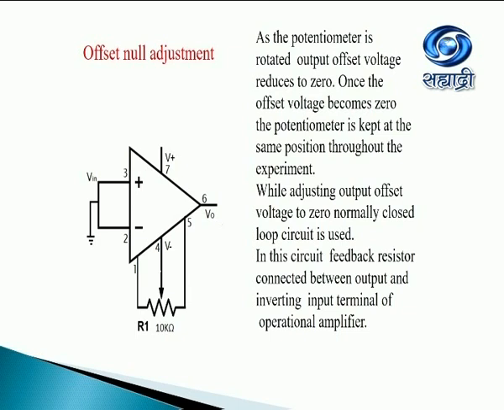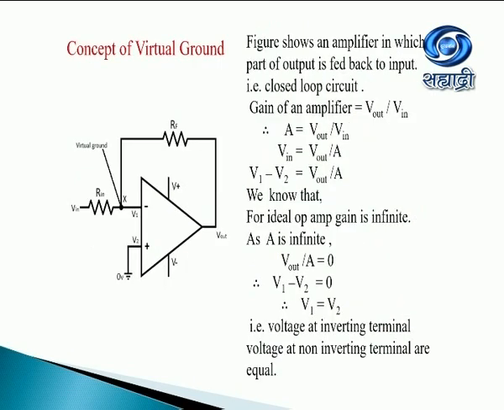While adjusting output offset voltage to 0, normally closed loop circuit is used. In this circuit, feedback resistor is connected between output and inverting input terminal of operational amplifier. Concept of virtual ground. In operational amplifier, this concept is very important. The entire circuit working is based on this concept of virtual ground.